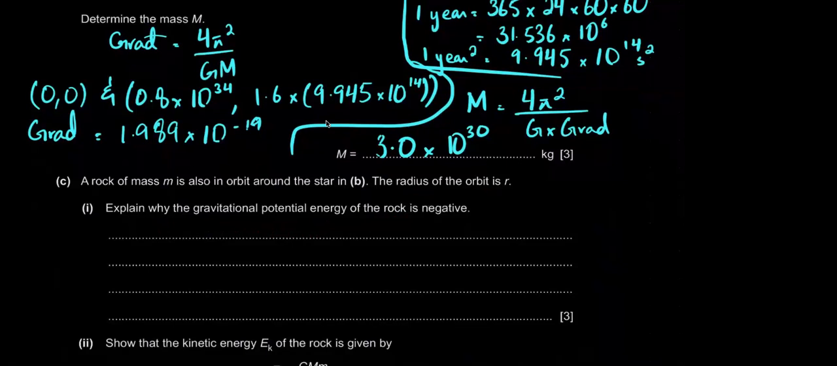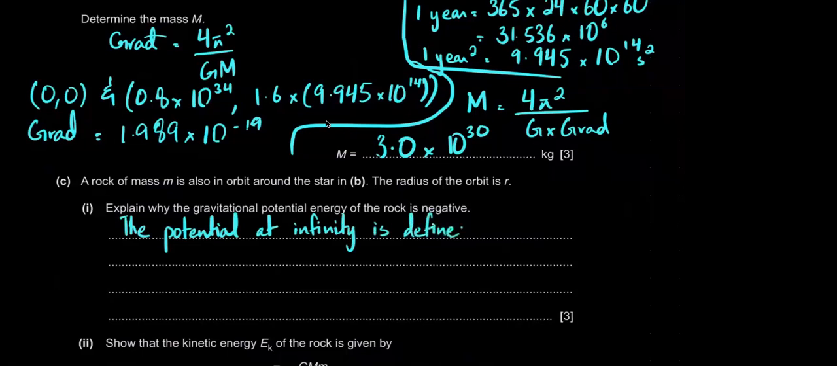So the first thing you have to write is that the potential at infinity is defined to be zero. Right? And from here, you have two paths.